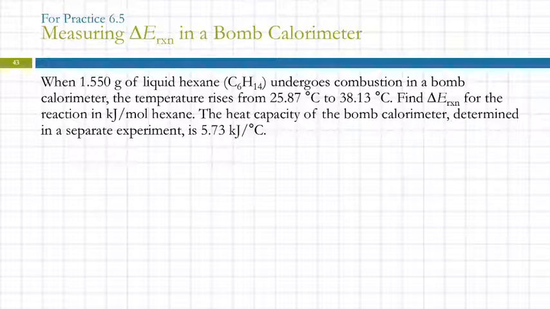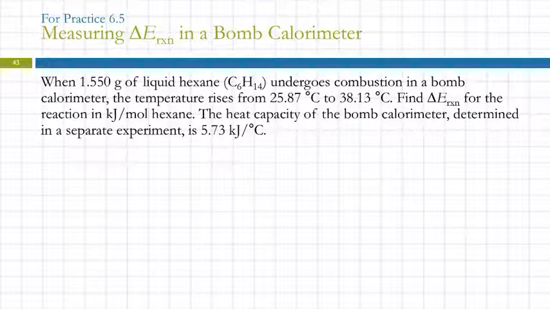Okay, so let's do a problem. When 1.550 grams of liquid hexane undergoes combustion in a bomb calorimeter, the temperature rises from 25.87 degrees Celsius to 38.13 degrees Celsius. Find delta E reaction for the reaction in kilojoules per mole of hexane. The heat capacity of the bomb calorimeter determined in a separate experiment is 5.73 kilojoules per degree Celsius. Well, there's a bunch of numbers here.